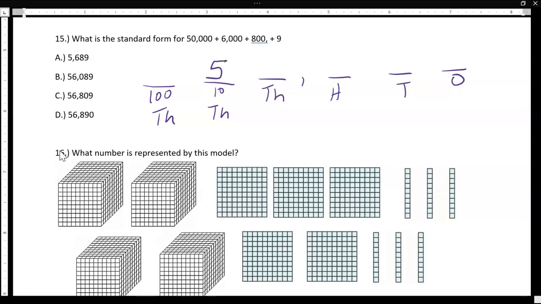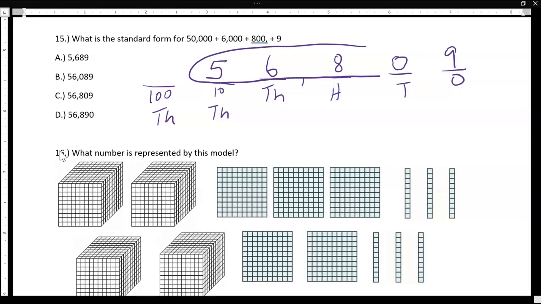Do I have any thousands? Yes. How many? 6. Do I have any hundreds? Yes, 8. Do I have any tens? No, 0. Do I have to put a 0 there? Yes, because it's in the middle of the number, not at the beginning. If it's at the beginning, you don't have to put a 0. But here you do have to put a 0. How many ones? 9.